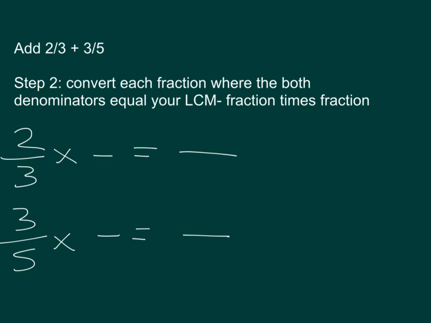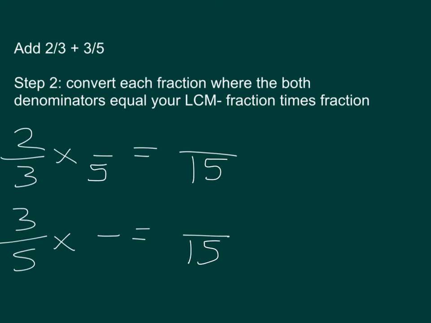In order to do the next thing, we have to convert each fraction that we have, 2/3 and 3/5, into making the denominator now 15. So we've set it up like this. 2/3 is fraction times fraction equals fraction. So 2/3 times fraction equals, and we know the new denominator has to be 15, and the same with down here. Coming back to the 2/3, I'm looking at 3 times what equals 15? Well, 3 times 5 equals 15. I put that in my denominator.